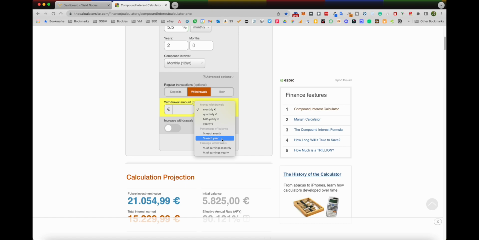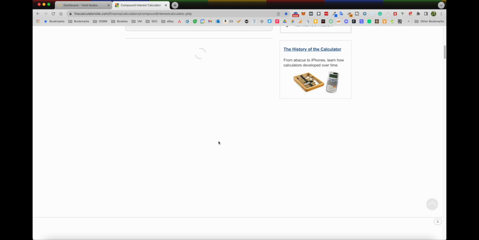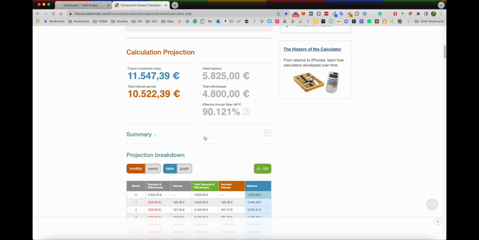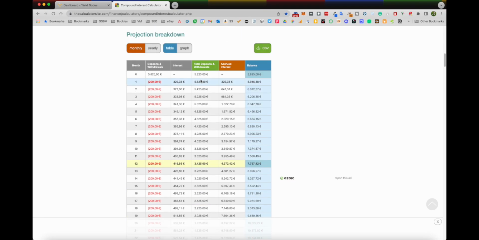So we can choose, if it's just a set amount, we could say, well, actually, I want to take 200 euros out every month. You know, that could be what you want. So click calculate. And it will do the sums at its own sweet time. And we can see now that if we were to take 200 euros out per month for the next 2 years, then we would get withdrawals of 4,800, and our balance would also increase to 11,547.